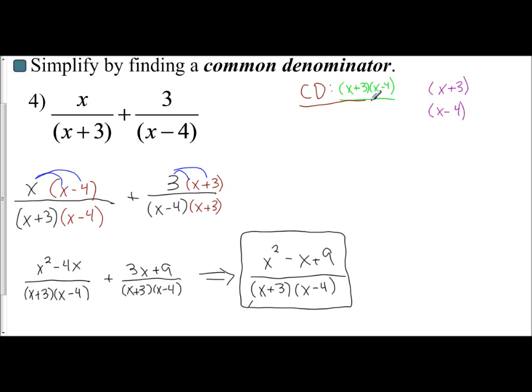If you do not write down what the common denominator is, you may miss one of the factors you're supposed to put into the fraction before you add and subtract to simplify.